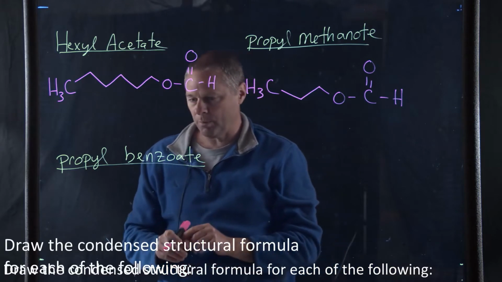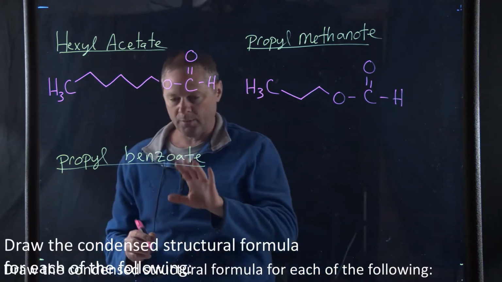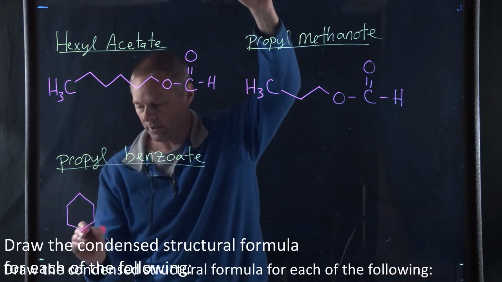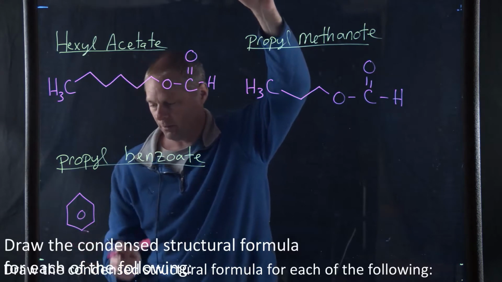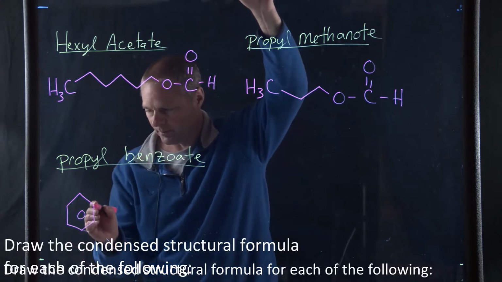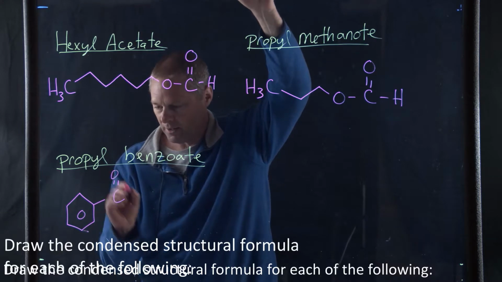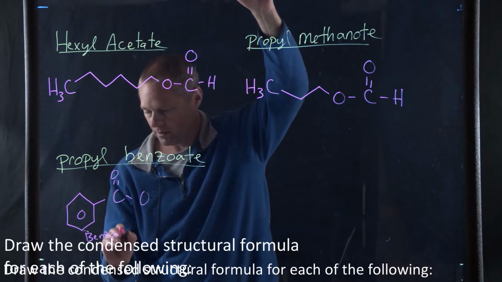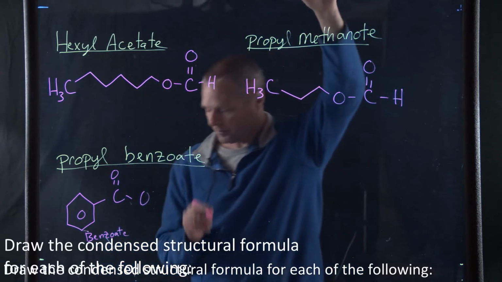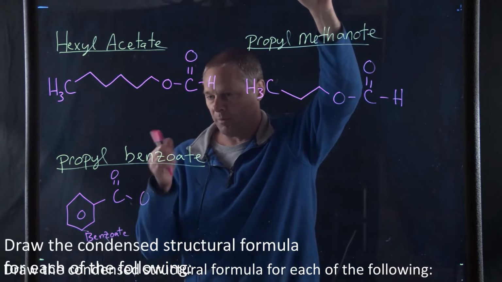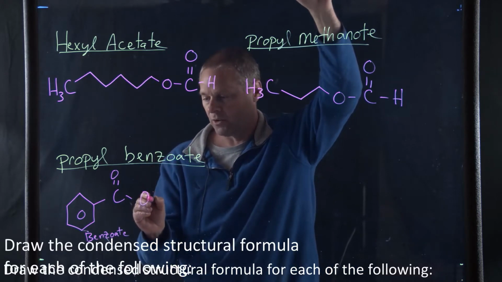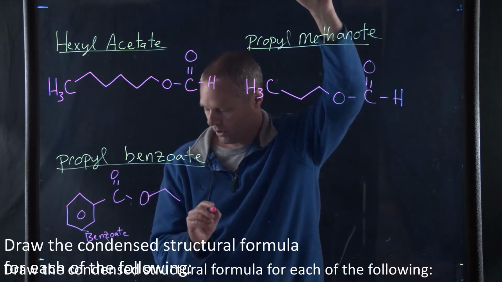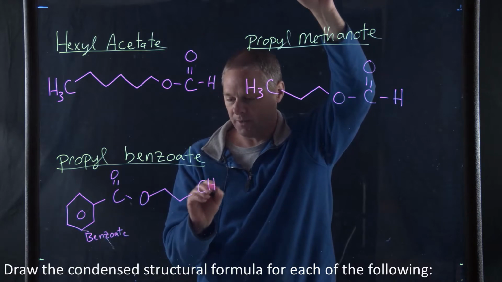Next one is going to be propyl benzoate. So we can draw the benzoate group first. It doesn't matter which one you draw first. I sometimes flop around depending on which one's going to make it the easiest for me. So this is going to be our benzoate group right here. Now we have to draw the propyl. Meth, eth, prop. So that means 3 carbons. And so that's going to be 1 carbon, 2 carbon, and then here's the 3rd carbon right there.